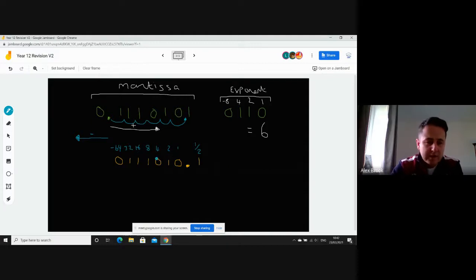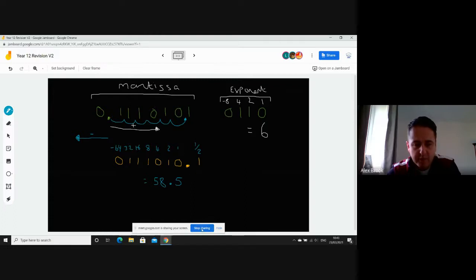So you can see here, all we then do is look at what we've got. We've got 32, 8, 16, 2 and a half. So this Mantissa and Exponent, because it's moved 6 times, becomes 58.5.